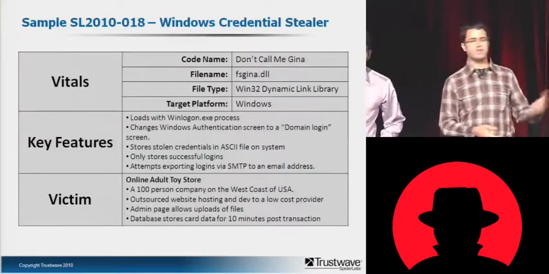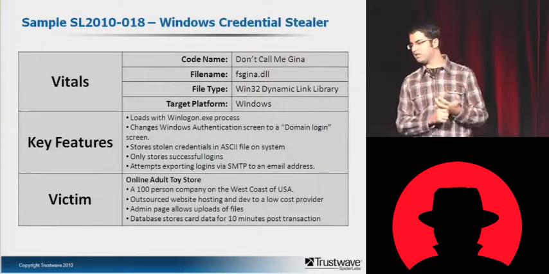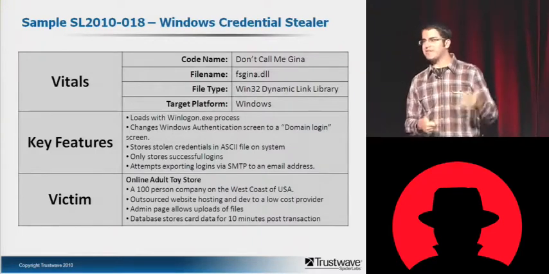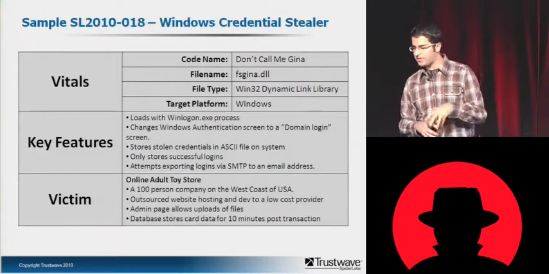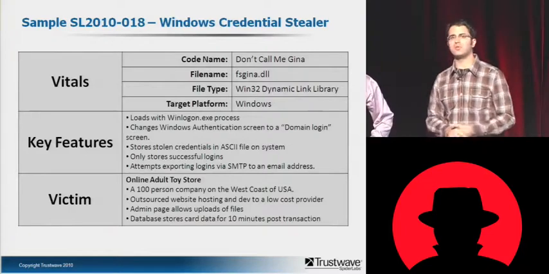So the next piece here is a Windows credential stealer. The code name for this one is Don't Call Me Gina. Basically, the file name is fsgina.dll, and it targets a Windows platform. So really the victim here is the online adult bookstore.